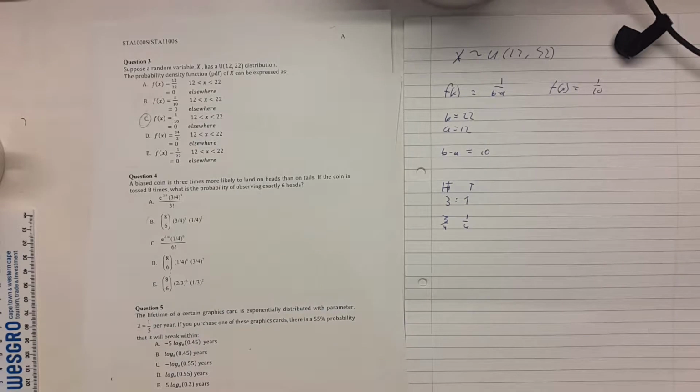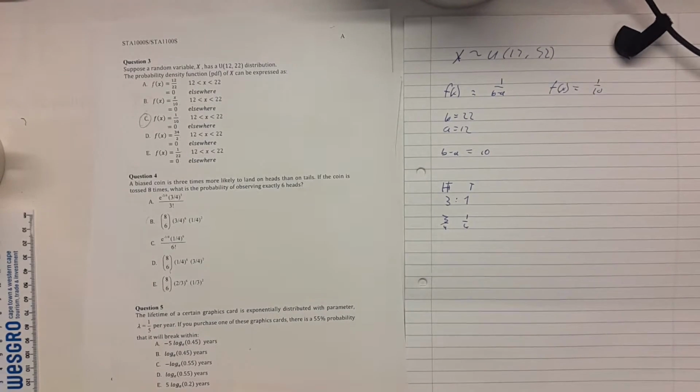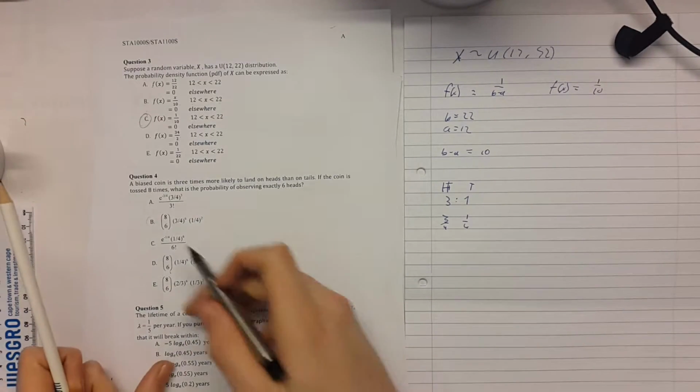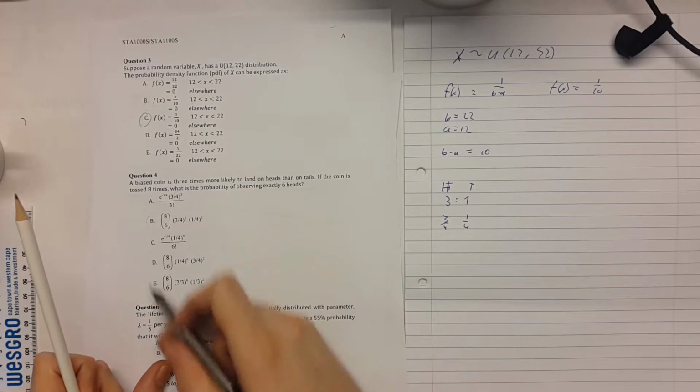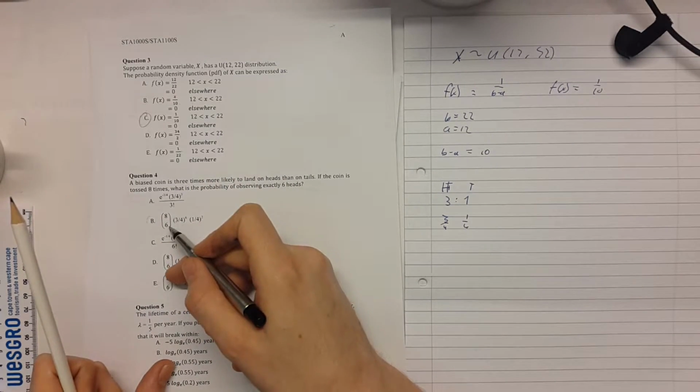So they're now asking us, if we toss this biased coin with these probabilities 8 times, what is the probability of observing exactly 6 heads? Now, what kind of distribution can we apply here to this question? The one that I'm thinking of is the binomial distribution, because we have either heads or tails. We do the test multiple times, and we want to know the probability of getting exactly 6 heads out of these 8. So we're going to be looking for a binomial distribution setup with 8 choose 6, right?